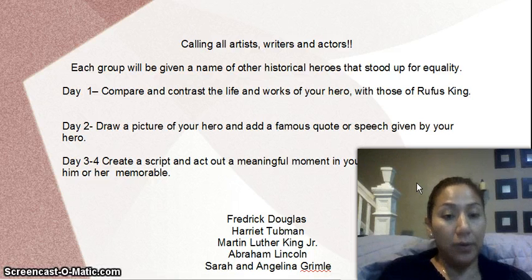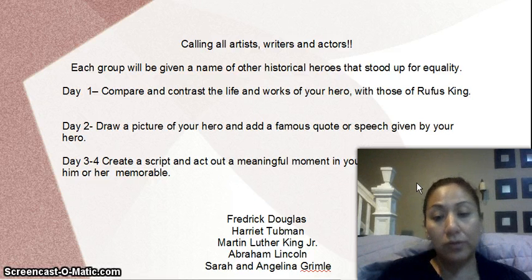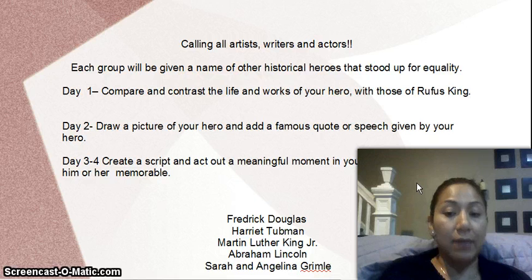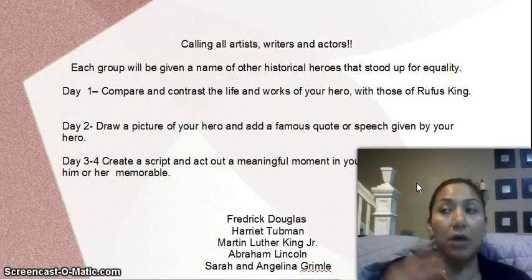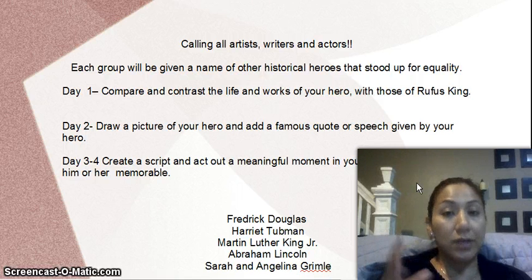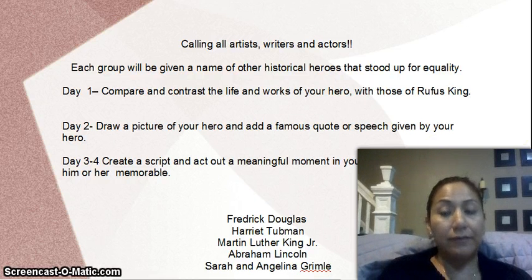And then on day 3 and 4, I would have the students create a script and act out a meaningful moment in their hero's life that made him or her memorable. Again, going back to those sample moments like Abraham Lincoln's Gettysburg Address, or the "I Have a Dream" speech from Martin Luther King, or for instance with Harriet Tubman, the whole act of helping slaves through the Underground Railroad and so forth. I would have students create a script, something pretty brief, but that actually depicted what these people did that was so memorable in their life.